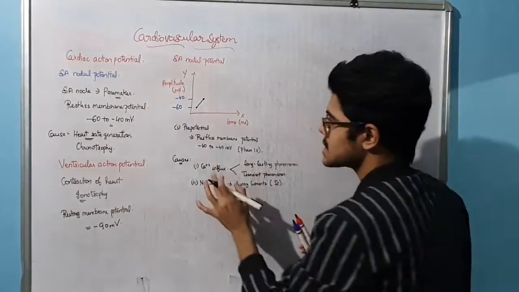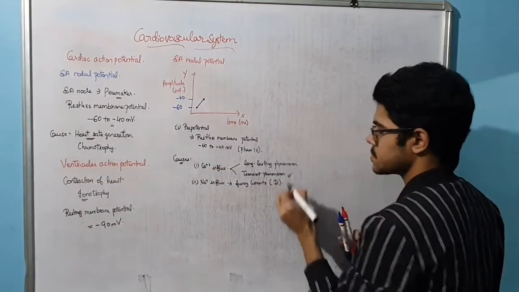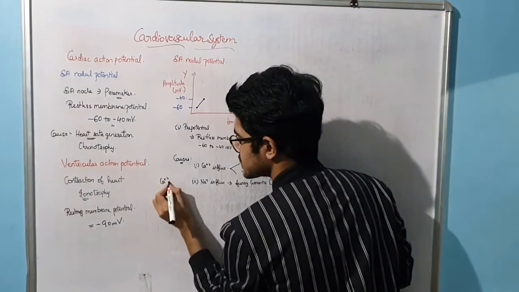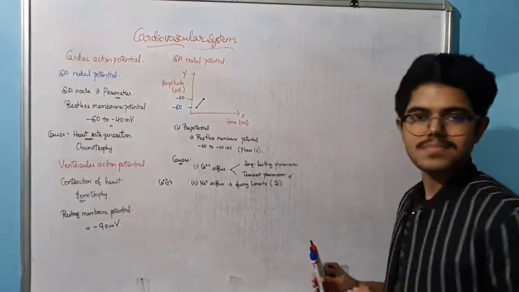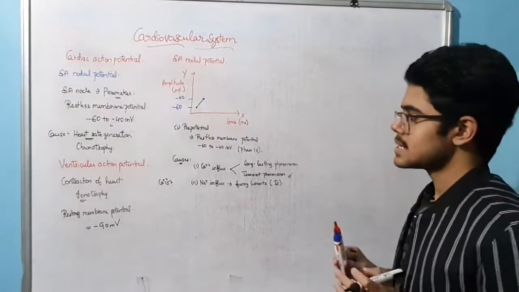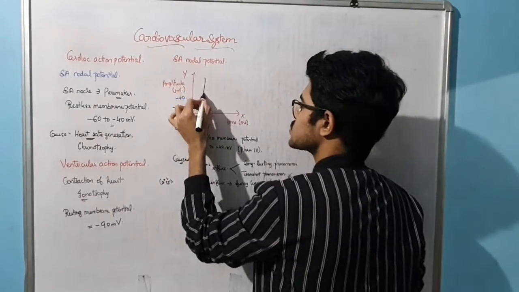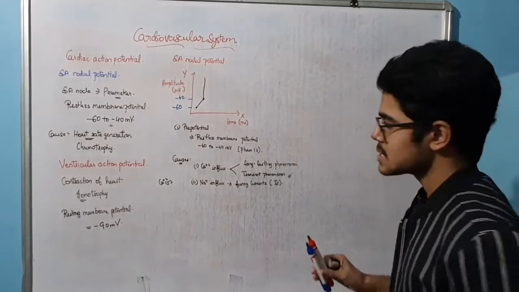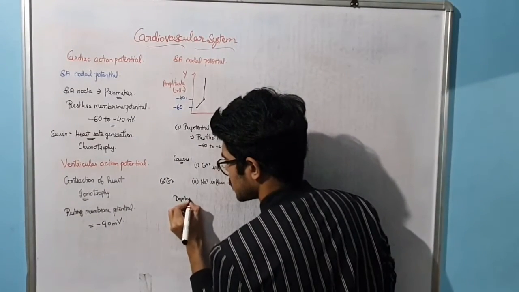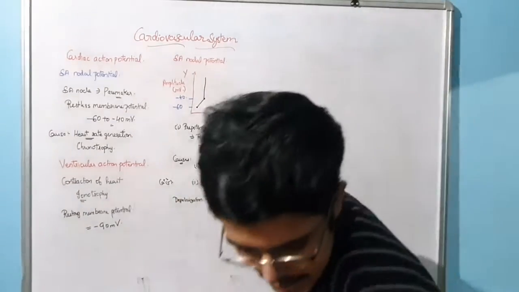Understand? Now this prepotential is a transient phenomenon, so we write it as calcium T below. This is the prepotential. Next, what really happens? There will be a steady depolarization.